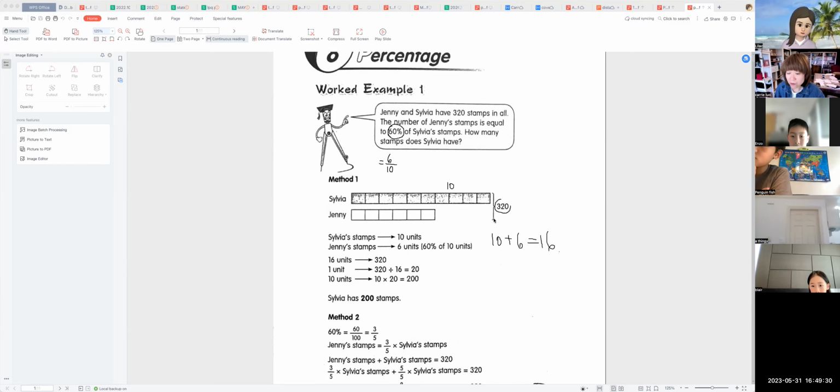So I know altogether they have 320, so 320 divided by 16 equals 20. So that means each block represents 20 stamps. So the question is asking you, how many stamps does Sylvia have? So we can also do 20 times 10 equals 200 stamps.